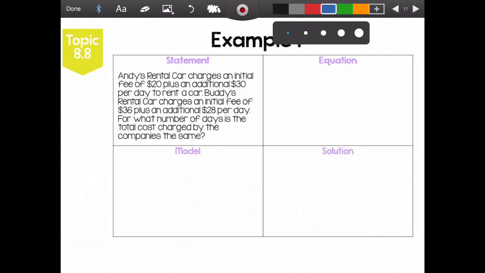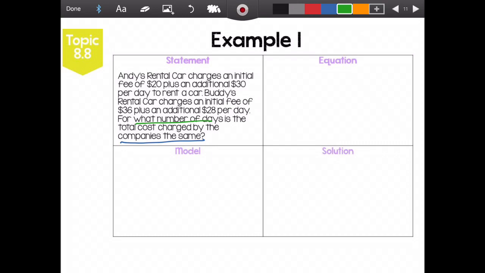So again, we know we're going to set them equal because it asks for the same. And what are we looking for? We're looking for the number of days where the total is going to be the same. So the number of days is going to be our variable. So I'm going to write that out. Number of days is going to be represented by x.